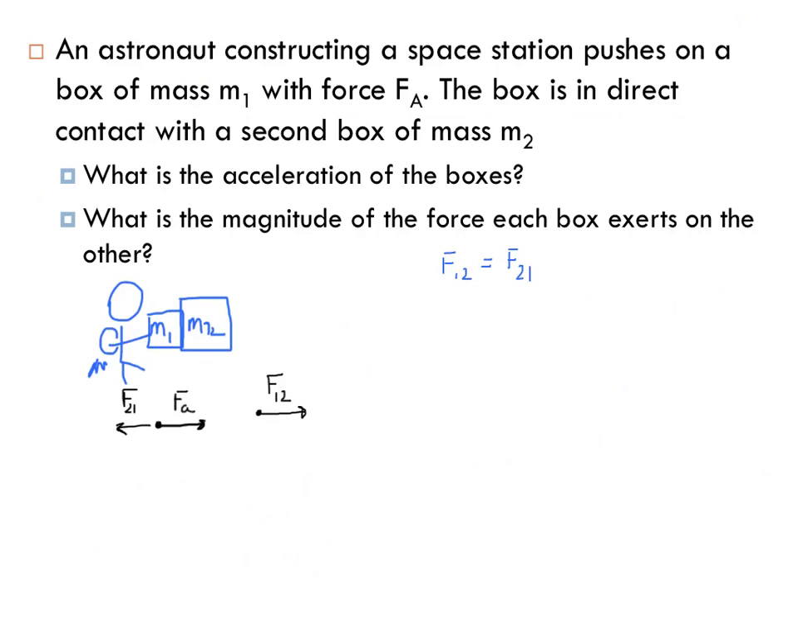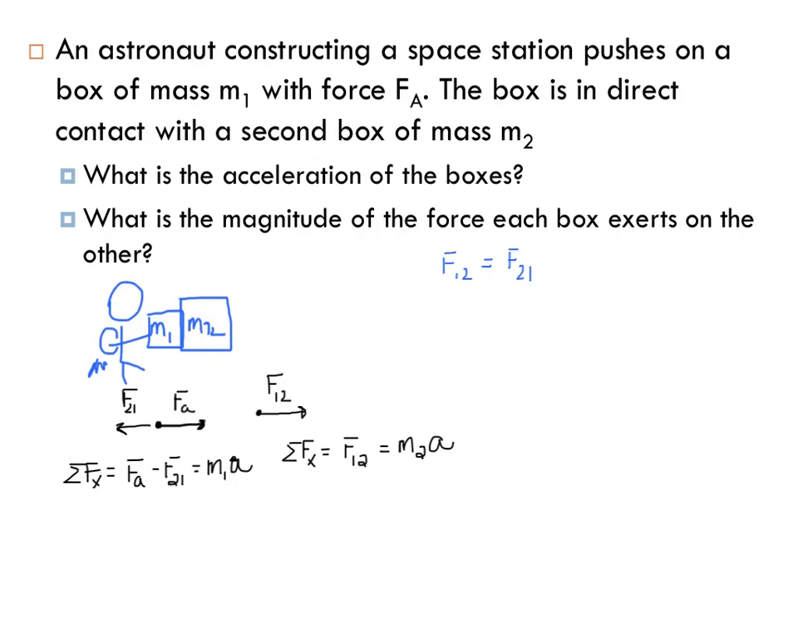So if I write the sum of the forces in the x direction for both of these objects, I write the force applied minus F21 is equal to mass 1 times acceleration. Again, I'm only using mass 1 here because that's what I'm describing. All the forces on only mass 1. For the second object, the sum of the forces in the x direction, I have F12, which is positive because it's going to the right, is equal to mass 2 times acceleration.